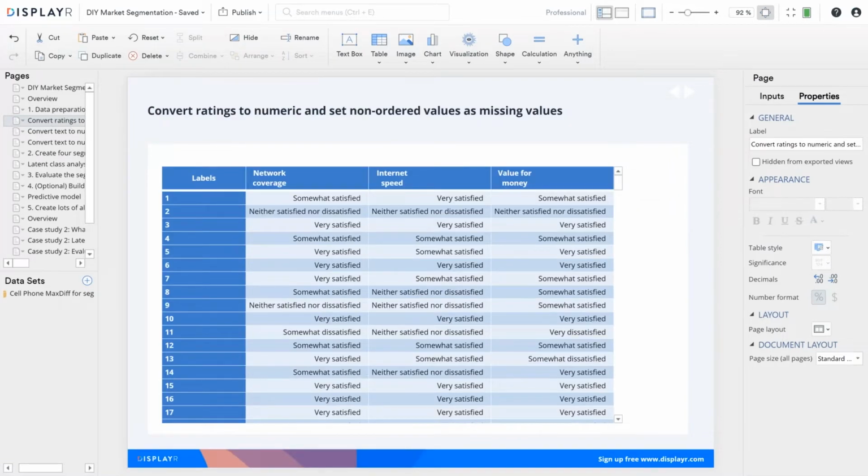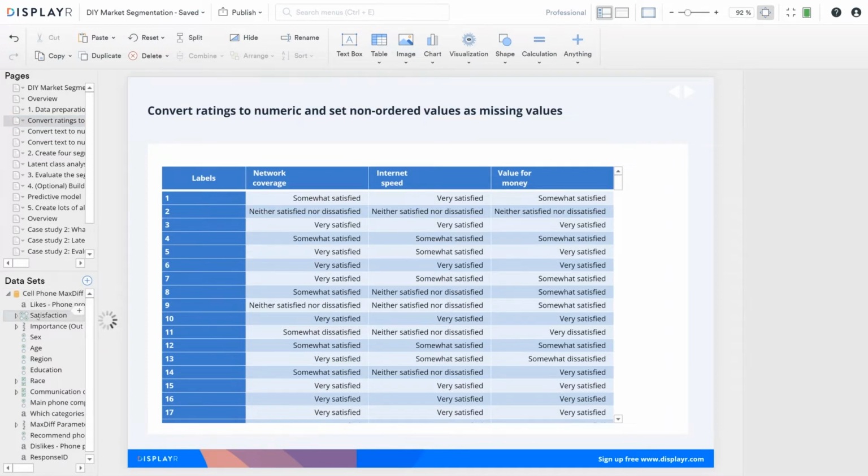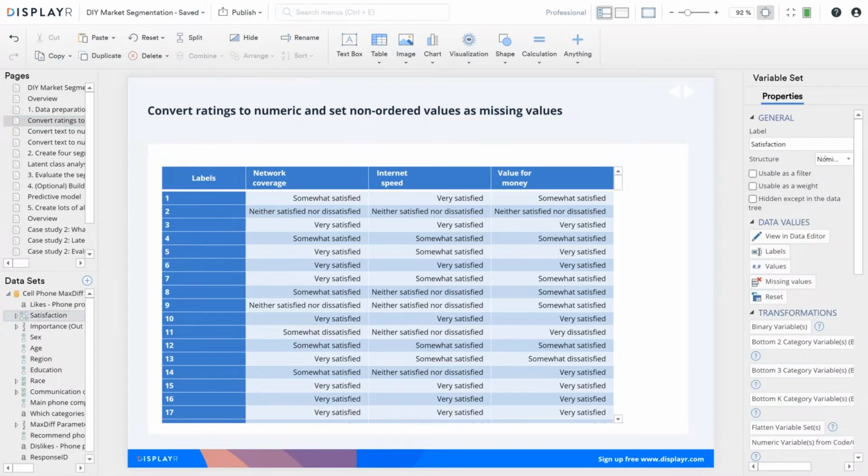In the case study that we're going to work our way through first, I've got some satisfaction data I want to use. I've got 3 satisfaction variables. Currently these are ordinal variables or ordered categories. And to do segmentation, I generally need to convert them to being numeric. How you do this depends a little bit on which software you're using. So for example, in Displayr, you select the data, and you change the structure to numeric.